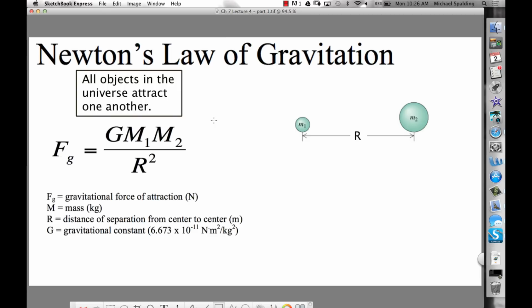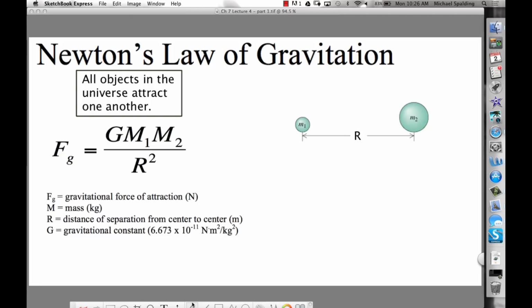So we're talking about Newton's law of gravitation. What Newton's law of gravitation tells us is that all objects in the universe attract one another. So right here I have a Kleenex box and I have my remote to the projector. Is the Kleenex box a mass? Yes. Is the remote a mass? Yes. So what do we know about these two masses?